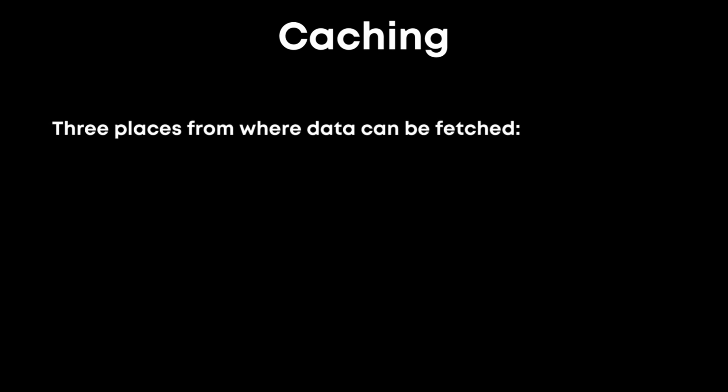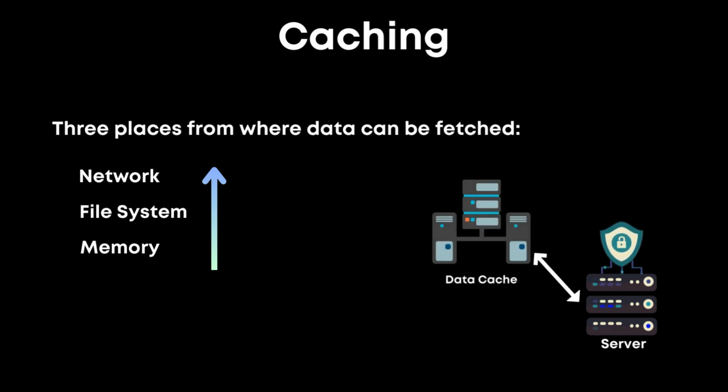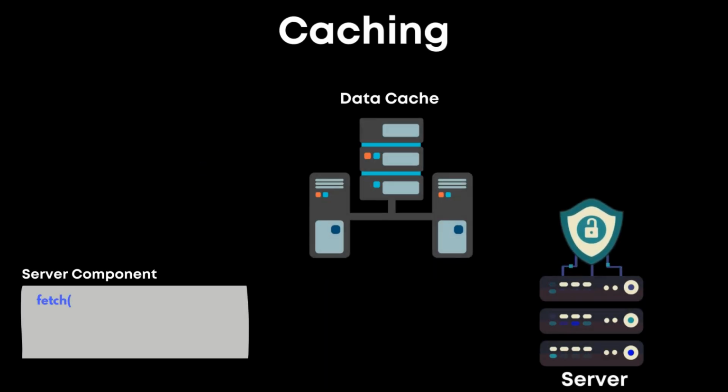There are three places from where data can be fetched in case of caching: from the network, from the file system, and from the memory. As we go up, getting data becomes faster. For example, getting data from the memory is always faster than getting data from the file system. So, Next.js implements this idea of caching on the server side. It has a built-in data cache that stores the data based on the file system. In Next.js, whenever you use the fetch method in your server component, it automatically stores the fetched data in its data cache based on the file system.